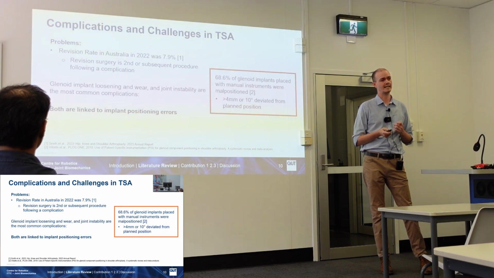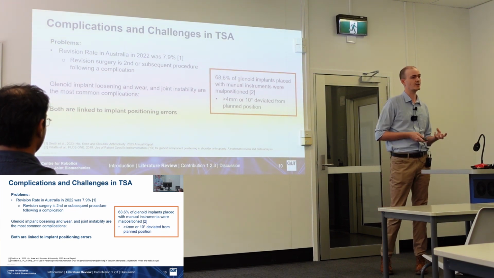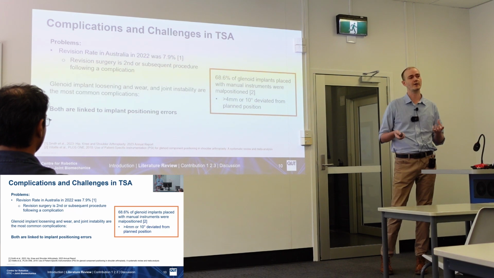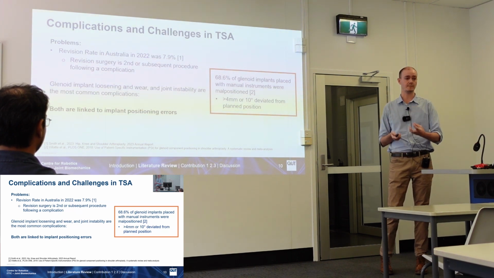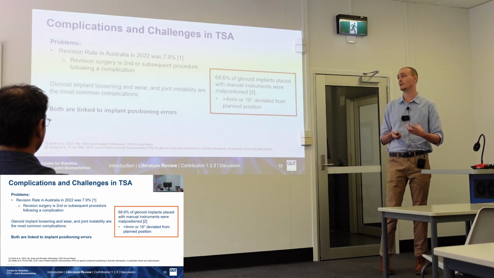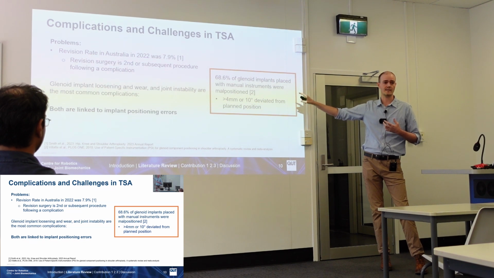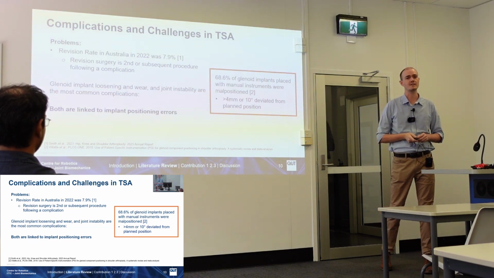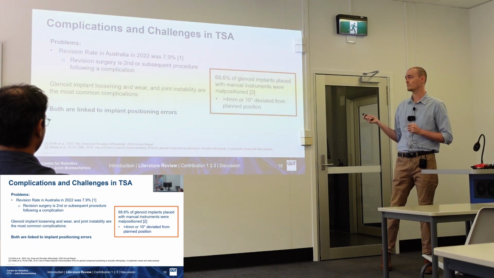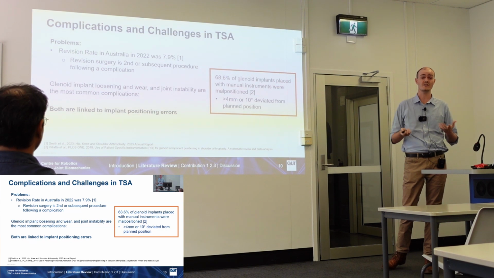And both of these complications are linked to glenoid implant positioning errors. This is particularly critical when we consider that there's a growing body of evidence showing that traditional manual instrument techniques for placing these implants are inaccurate. Some studies report nearly 70% of glenoid implants placed using manual instruments meet the clinical definition of malpositioning, which is more than 4 millimeters or 10 degrees deviated from the planned position. So this is very significant.